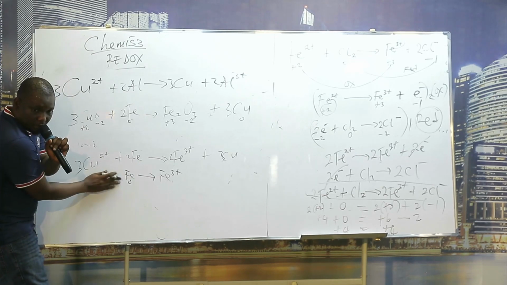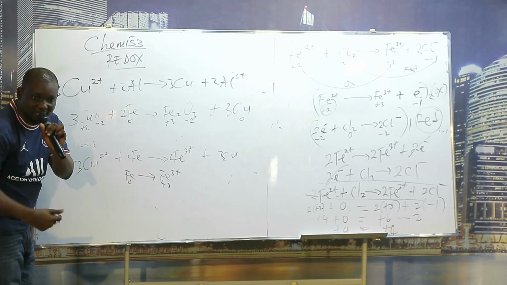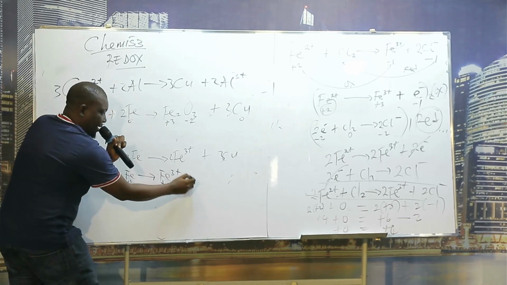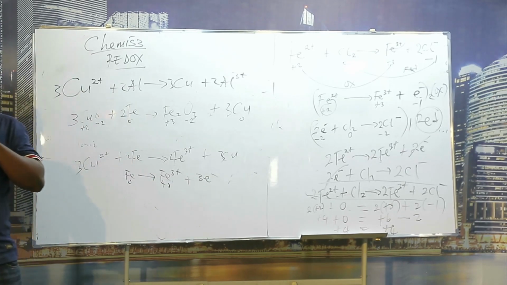This is 0, isn't it? This is what? Plus 3. But it's balanced atomically. Which side has excess charge? This side. Go there and add what? 3e minus.